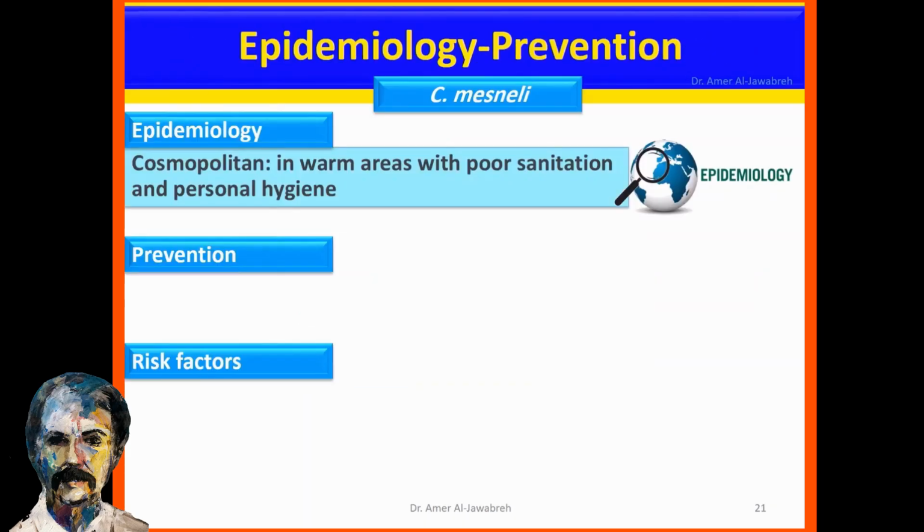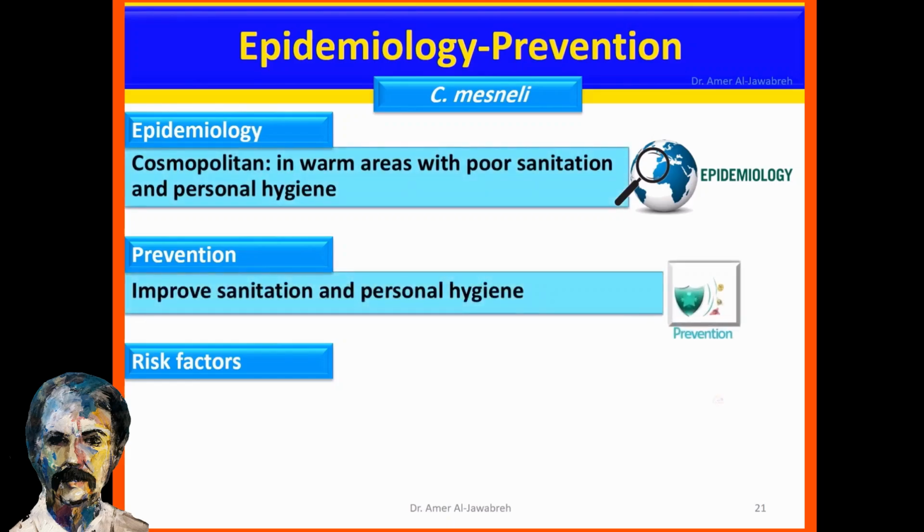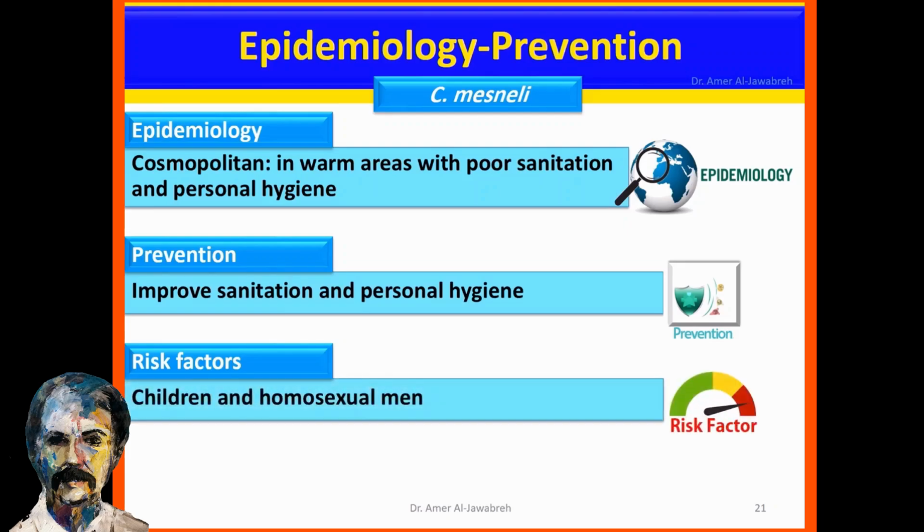Epidemiology and prevention. This is cosmopolitan. Cosmopolitan means international, worldwide, and it's in warm areas with poor hygiene and sanitation, areas where the sanitation is really poor. Prevention: improve sanitation and personal hygiene. Clean yourself and clean your area and your home. Of course, this is not going to be a one-man show, because everybody has to clean himself and everybody has to clean his home in the area, in the suburb. So it's a collective work. Risk factors. This parasite can be seen in children and gays, homosexuals.